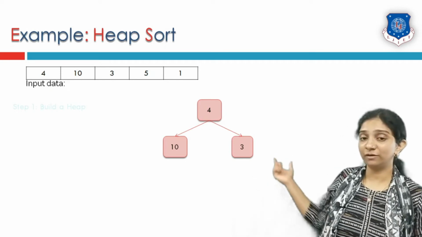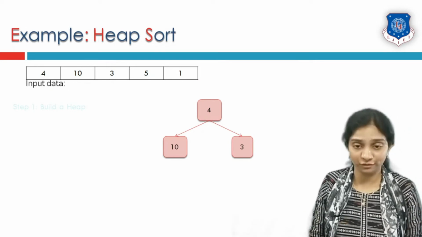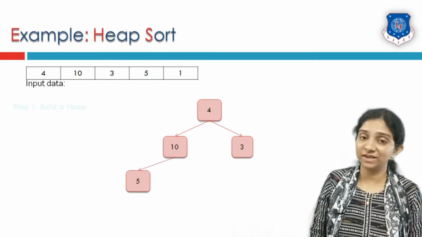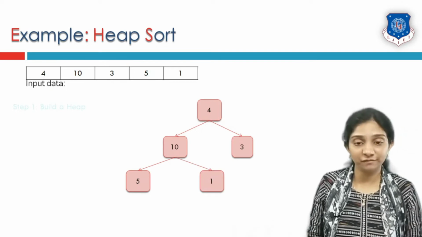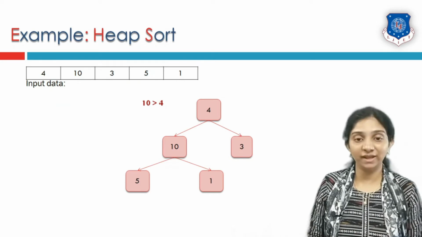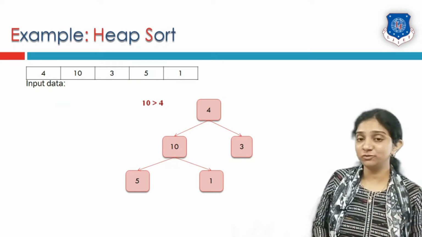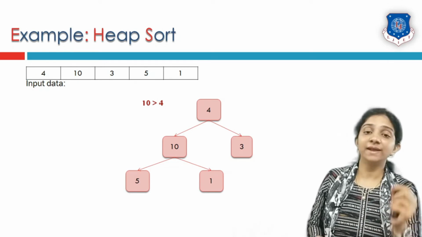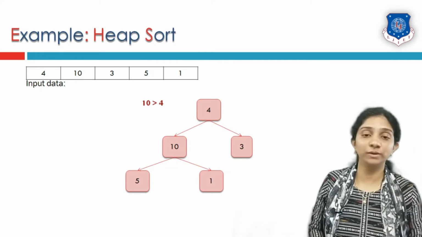Unless and until the child of 10 is complete, we are not going to generate the child of 3. So let us take the next element, which is the left child of 10, that is 5, and the right child of 10 is 1. So this is my generation of a binary tree. This is not a heap tree. To generate a max heap tree, I must keep in mind that every parent element must be greater than or equal to its child.